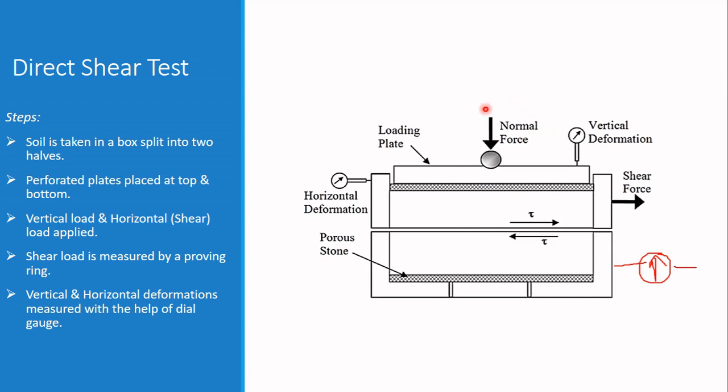Now, because of the normal force, the soil will get compressed, so there will be some amount of vertical deformation. This vertical deformation is measured by a dial gauge somewhere over here. Similarly, since I have applied a horizontal load to the soil sample, it will get displaced in the horizontal direction. The horizontal deformation will be measured by a dial gauge somewhere over here.